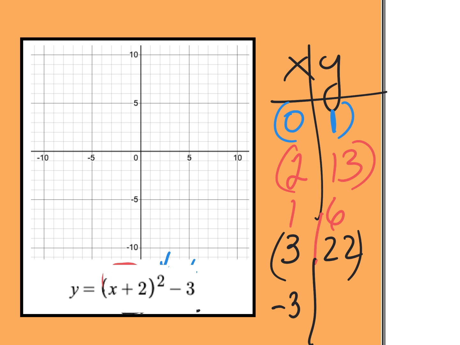Put in -3. I'm going to call on one of the online kids for this one, and see if you get the same thing that they get. Putting -3 into the equation, seeing what you get.